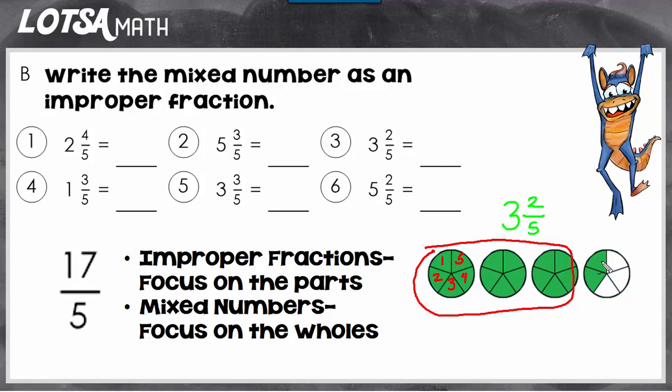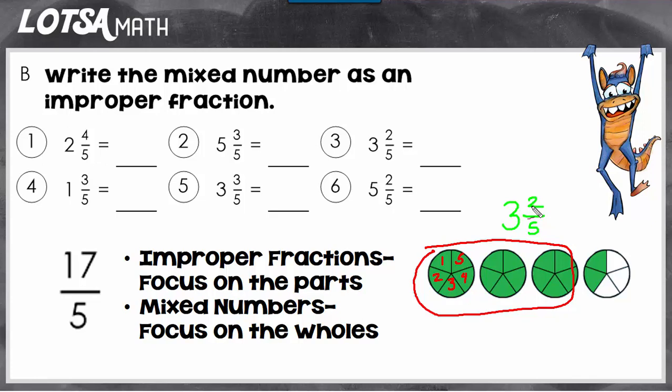Plus, remember that remainder of 2? They're right here in the next whole that we're working on filling up. It's not filled up yet, but we do have 2 pieces here. So this 3 represents how many wholes. This 5 represents the number of pieces in one whole, and the 2 represents the leftovers.